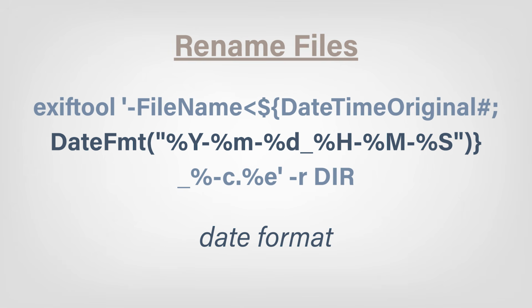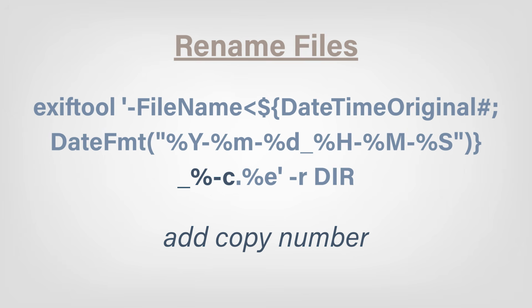Then we're going to talk about the date format. This little thing tells it the format to use in the string. So if our string is 2025-09-19-14-45-00, the %Y is the year, %m is the month, %d is the day, then we've got hour, minute, and seconds. The dashes and underscores are just separators that you can choose. Then our underscore %-c. This adds a copy number if there is a name clash.